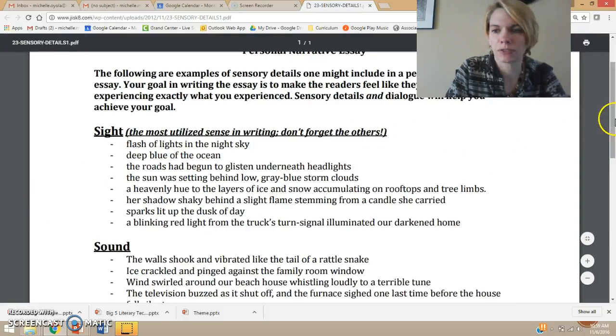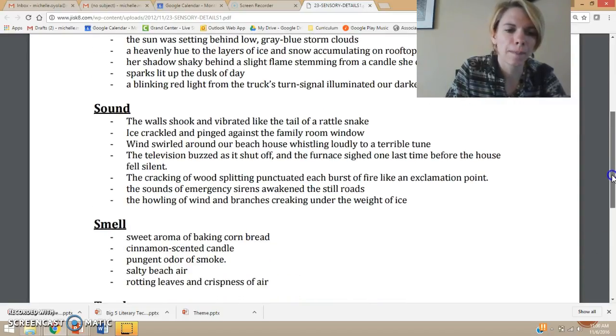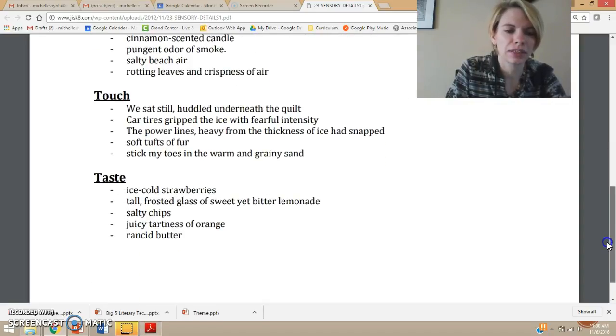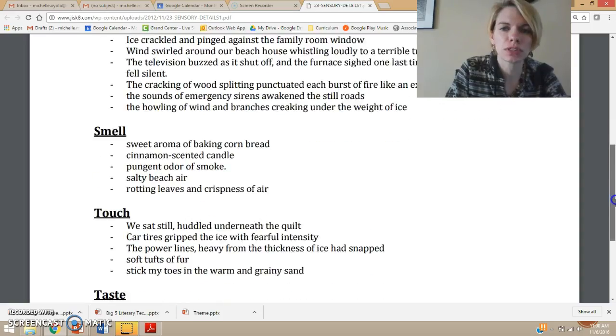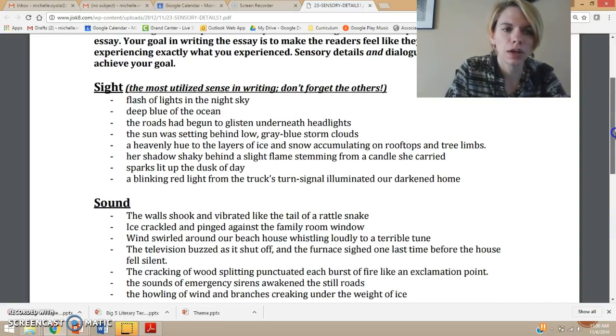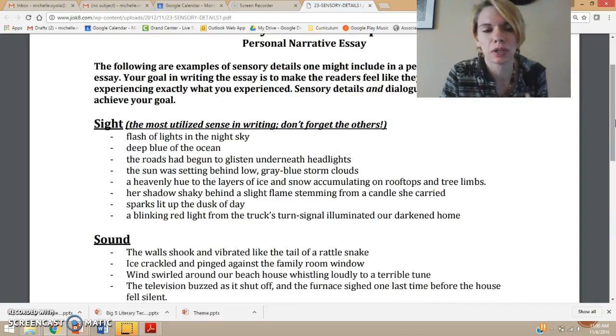We've got some examples for sound, smell, touch, and taste. So as you read through these, again, use the link in the PowerPoint, and I'm going to attach it to here as well. Be thinking about what kind of feeling that description creates, because sensory details are supposed to make a feeling.